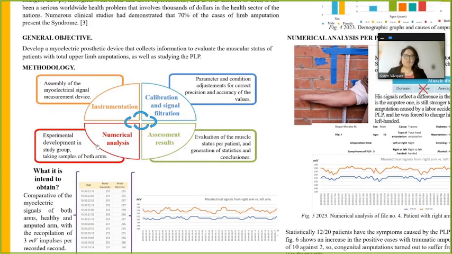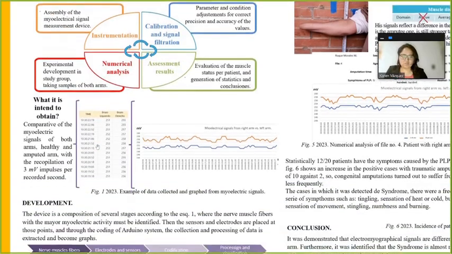The methodology that was being designed consists of four main stages. The first one is instrumentation, which is the design and assembly of the myoelectrical signal measurement device. Then it's the calibration and the signal filtration, with parameter and condition adjustments for correct precision and accuracy of the values. Then the numerical analysis, which is the experimental development in the study group, and we are taking samples of both arms. And finally, the assessment of results, which is the evaluation of the muscle status per patient and generation of different statistics and conclusions.